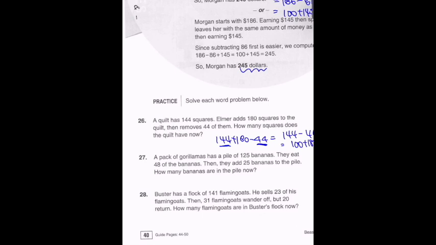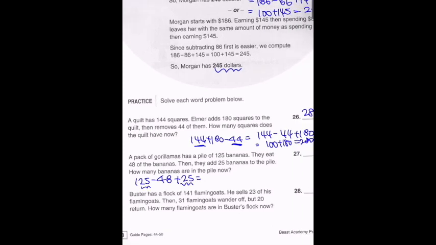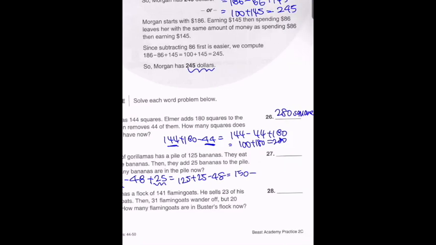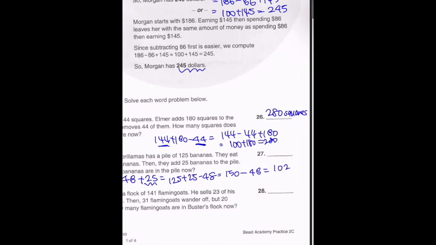And so now we'll take a look at problem 27 together. And so a pack of gorillas has a pile of 125 bananas. They eat 48, so we're going to subtract 48, and then they add 25 to the pile. So since 25 plus 25 easily gives us 50, we're going to rearrange to 125 plus 25 minus 48. And that is going to give us 150 minus 48. And so our answer would be 102 bananas left in the pile.